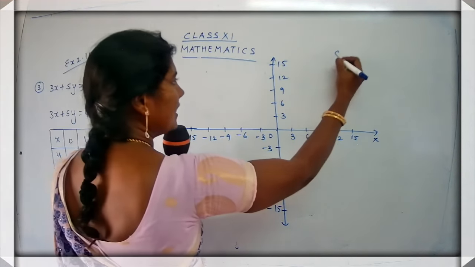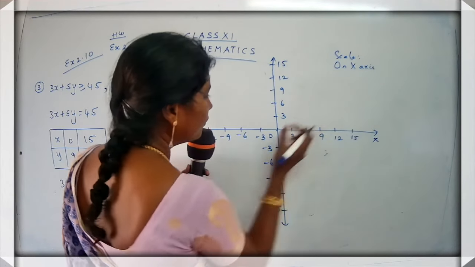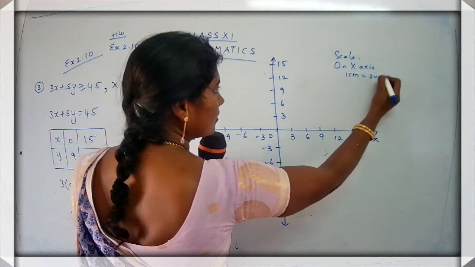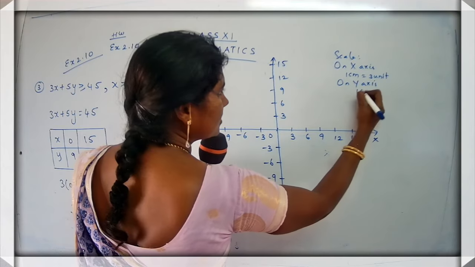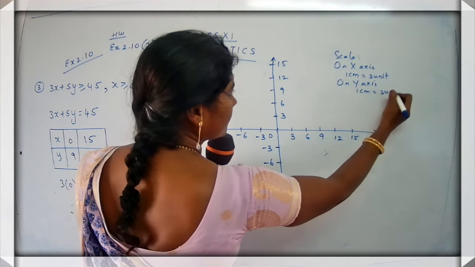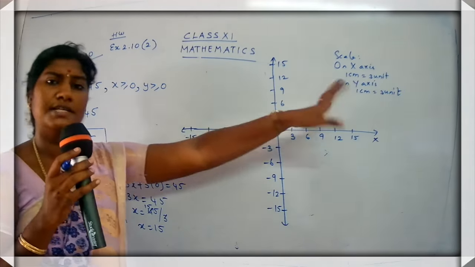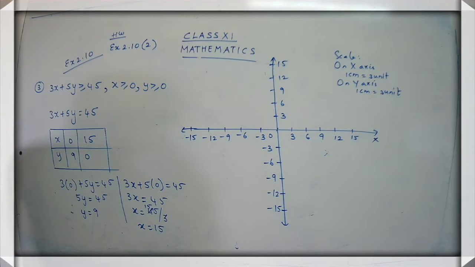Okay, just put your scale on x-axis. We know that this is 1 centimeter distance. You can take 1 centimeter is equal to 3 unit. And on y-axis, 1 centimeter is equal to 3 unit. For the previous sum also, you can write as 1 centimeter is 1 unit and 1 centimeter is 1 unit. Scale on x-axis, 1 centimeter is 3 unit, and on y-axis, 1 centimeter is 3 unit. Take down the scale, children.